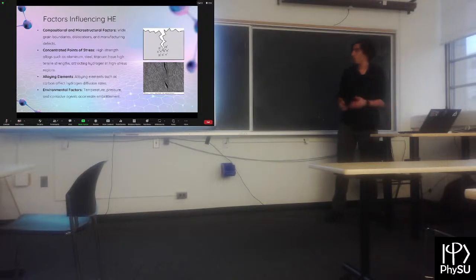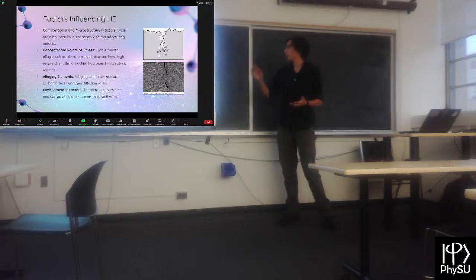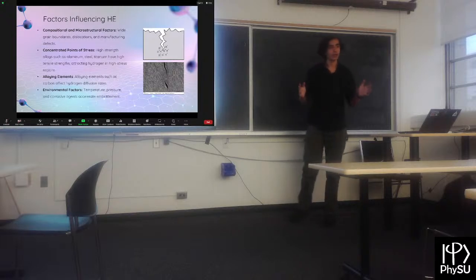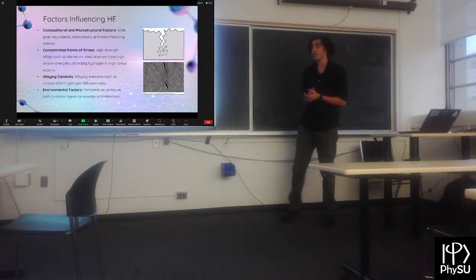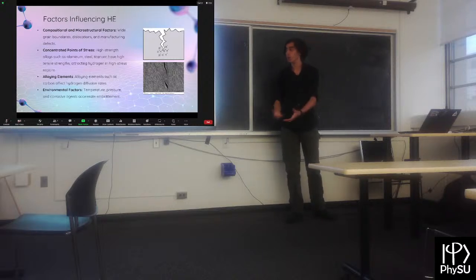Now, what about the factors that influence exactly how hydrogen embrittlement occurs? Like I mentioned, compositional and microstructural factors, so wide grain boundaries, dislocations, manufacturing defects as well, allow for hydrogen embrittlement to occur a lot more quickly.